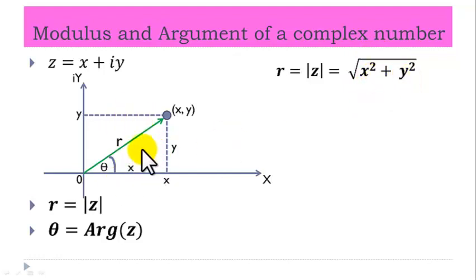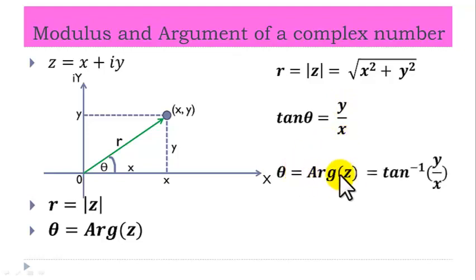Also, in this triangle, this is the opposite side to this angle, while this is the adjacent side. Then we can calculate the argument theta by taking tan theta to be equal to y over x. If tan theta is equal to y over x, then theta, the argument of z, is equal to tan inverse of y over x. Please note here, we are assuming that both x and y are positive.